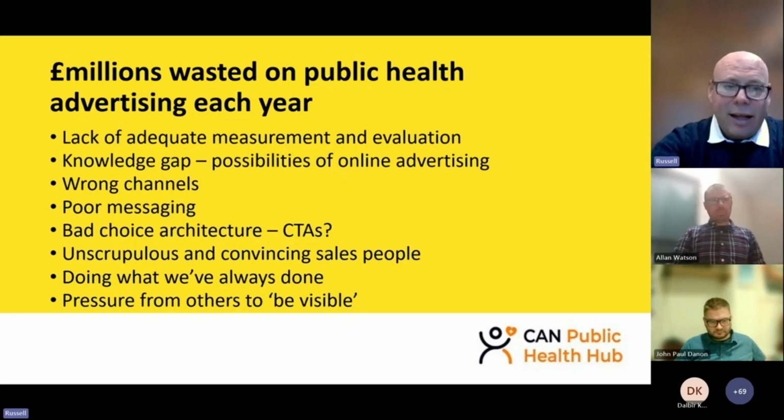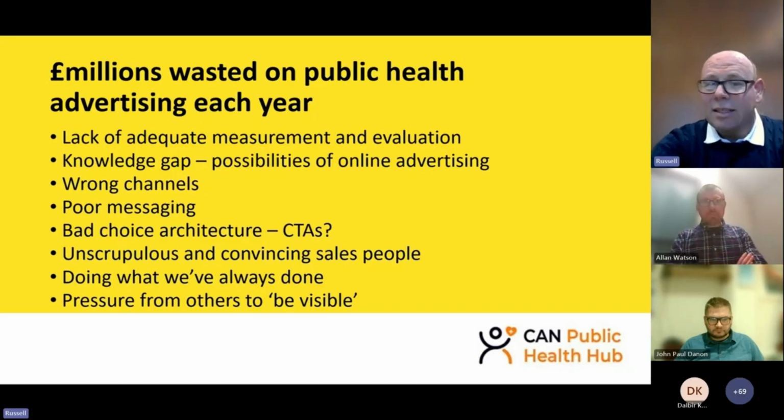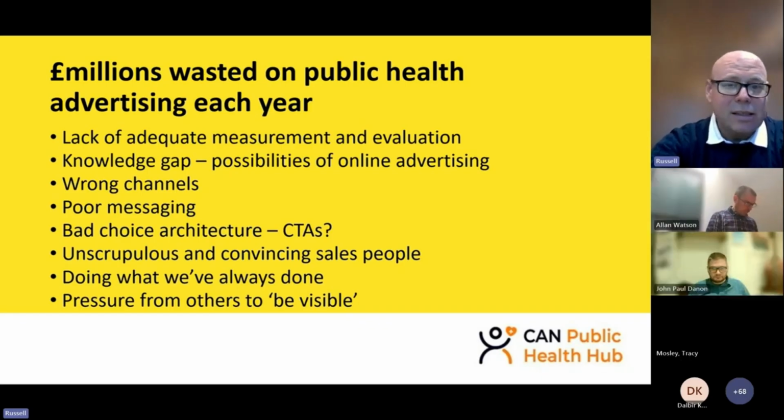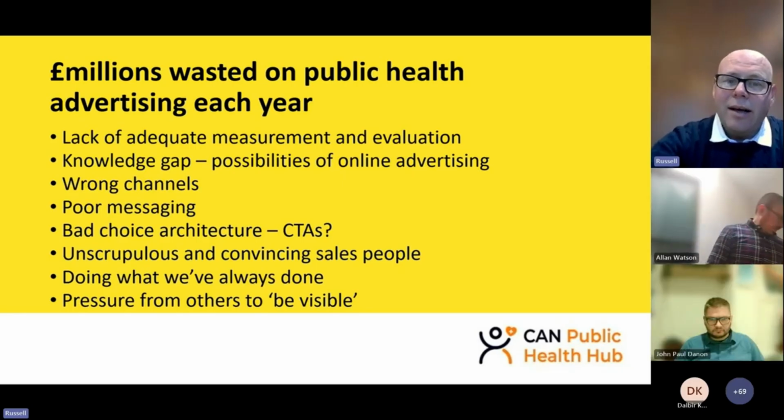I've witnessed it. They are really convincing. So I think always question those approaches and ask for the evidence. There's an element of doing what we've always done, and there's always pressure from others, members, councillors, leaders, to be visible. And everybody likes to see stuff on bus stops or whatever. But where's the evidence that this works?